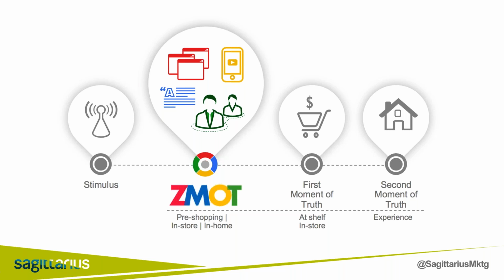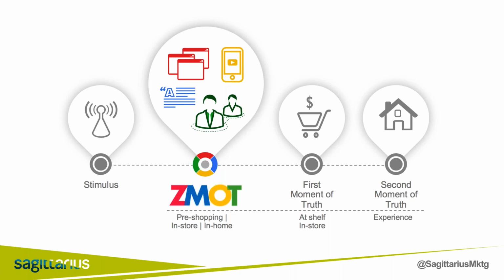There was the stimulus, which is the need or desire for a product. The first moment of truth, which is where they actually physically see the product in store for the first time on a shelf. And the second moment of truth is when they actually get it home and start to use that product. From there, they can make assumptions and decide whether or not they wish to utilize your product or services again.